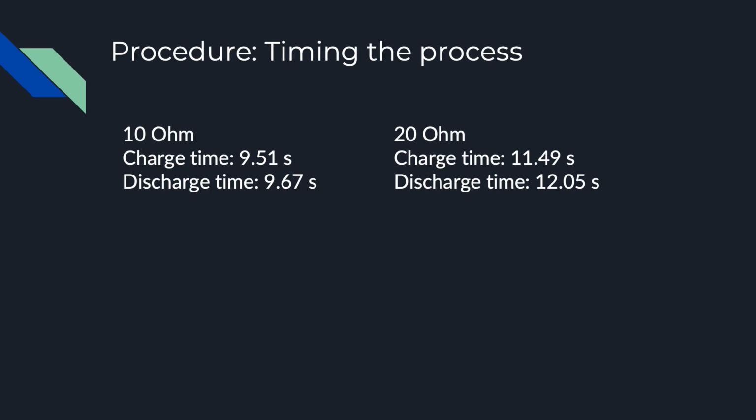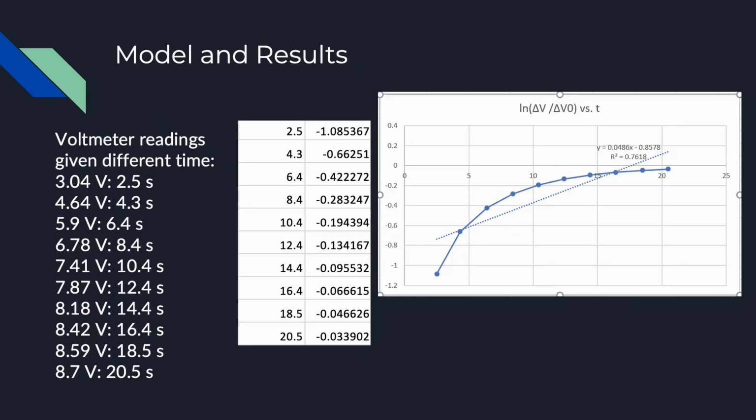For the timing for the 10 ohm resistor, the charge time was measured to be 9.51 seconds and discharge of 9.67 seconds. For the 20 ohm resistor, it was a charge time of 11.49 seconds and discharge time of 12.05 seconds. And here are the various voltage readings at the different time intervals obtained by using a stopwatch and the pause feature in the circuit simulation kit.